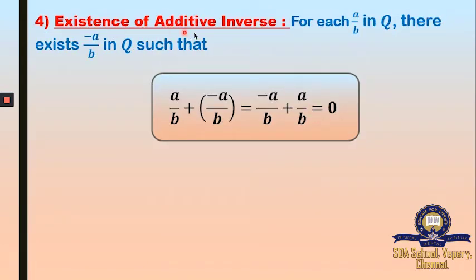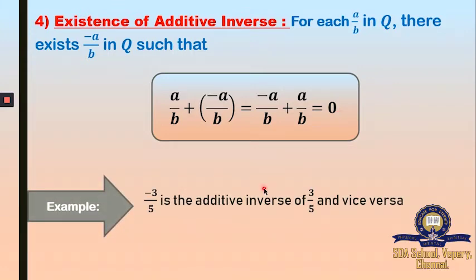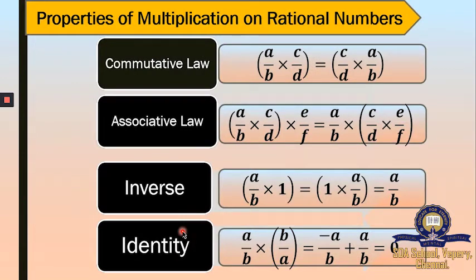So next is existence of additive inverse. So for each a by b in Q, there exists minus a by b in Q such that a by b plus minus a by b equals minus a by b plus a by b. So the inverse of a by b is minus a by b, and minus a by b is a by b. So when you add these two terms, you will get 0. So that is what they have defined here. So the example based on that is minus 3 by 5 is the additive inverse of 3 by 5. Likewise, 3 by 5 is the additive inverse of minus 3 by 5. Okay. So all these are properties of addition on rational numbers.